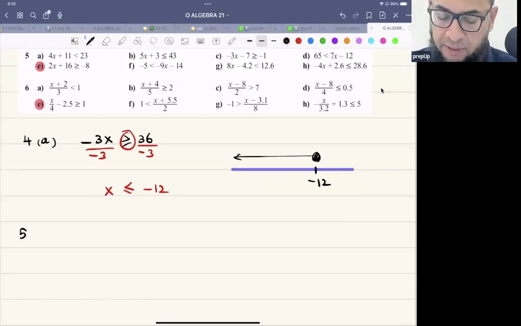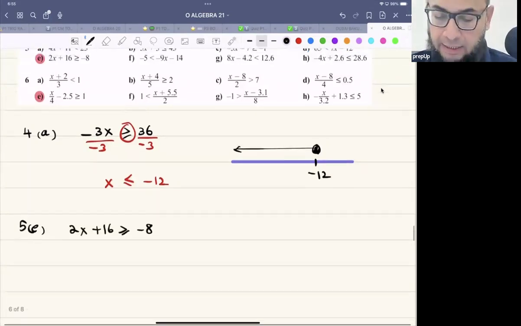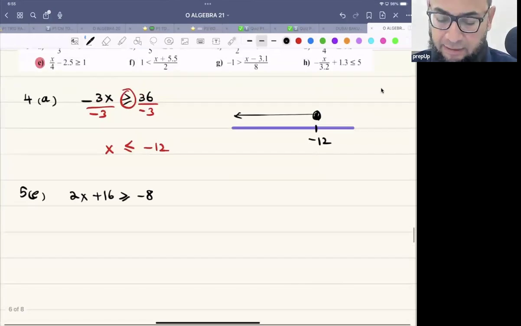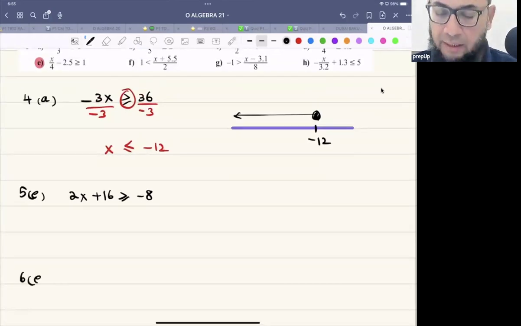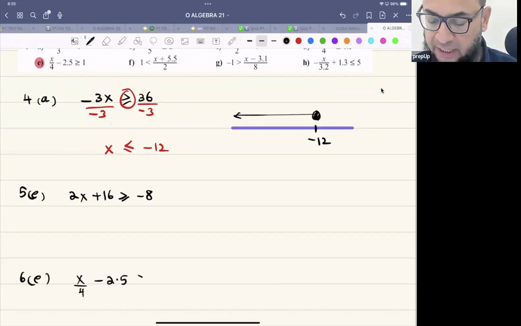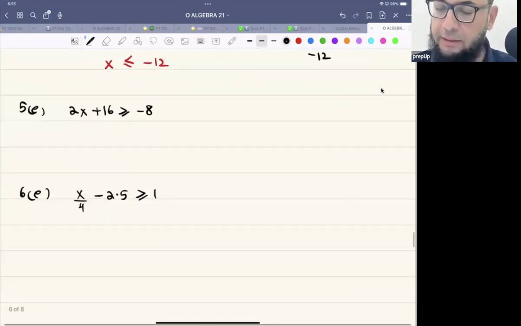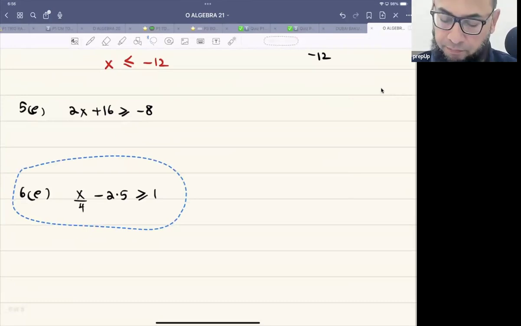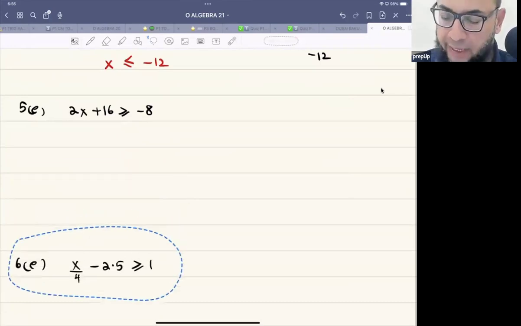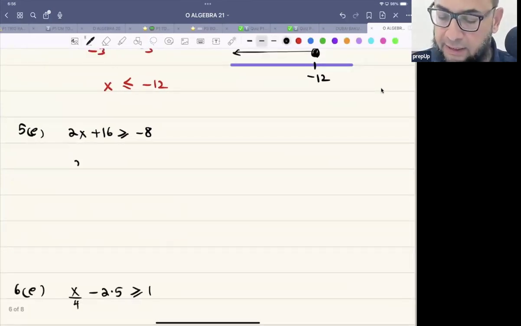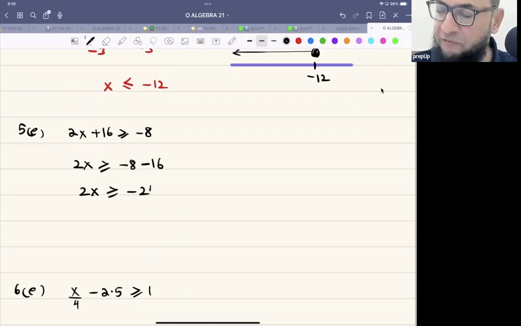5 part E. Let me write both of them down. 2x plus 16 is greater than or equal to negative 8. And similarly 6e, that is x over 4 minus 2.5 is greater than or equal to 1. So let me just solve these two. 2x is greater than or equal to minus 8 minus 16. 2x is greater than or equal to minus 24.